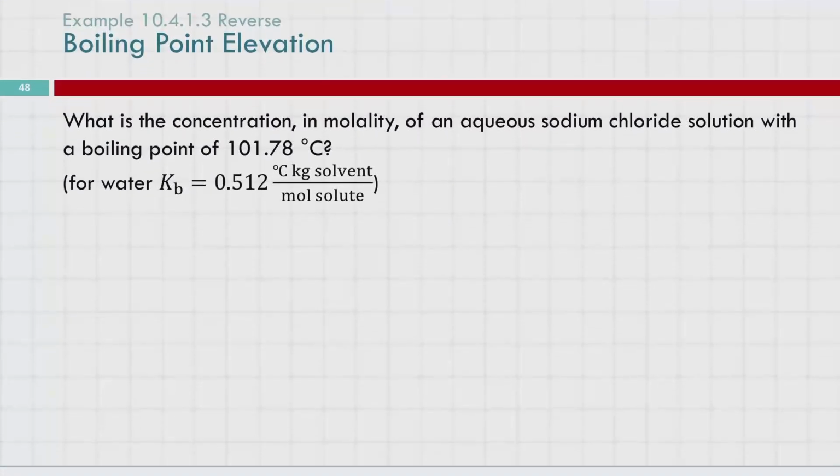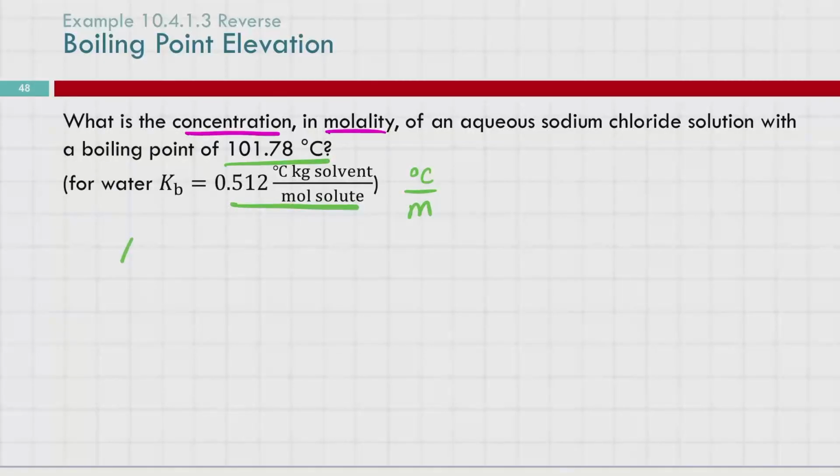All right, I'm going to give this one to you to try. What is the concentration in molality of an aqueous sodium chloride solution with a boiling point given here? And the KB value is there. Remember that that is degrees Celsius per molal. So delta TB, not tuberculosis, is m times KB. See if you can find the concentration.